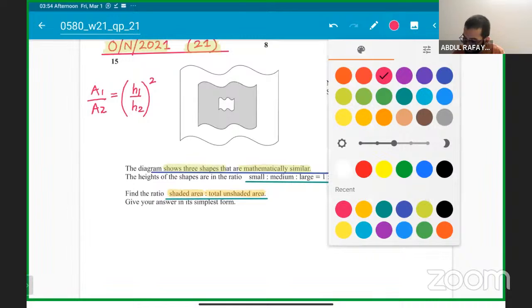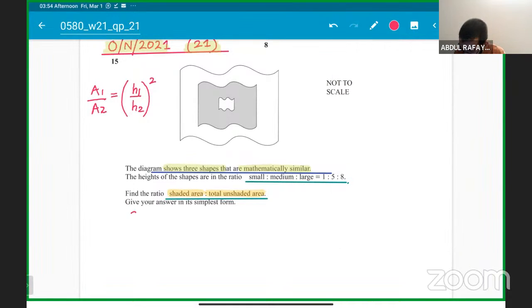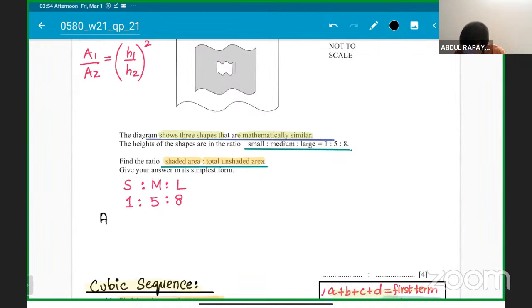So the first step we have to make here: for small, medium, and large, what will be the areas of them? The heights ratio is 1 is to 5 is to 8. So it is very simple to get the area ratio. The area ratio will be 1 squared is 1, 5 squared is 25, and 8 squared is 64. So these are their area ratios.